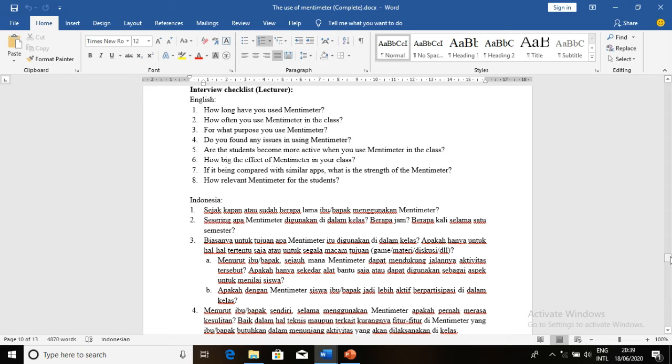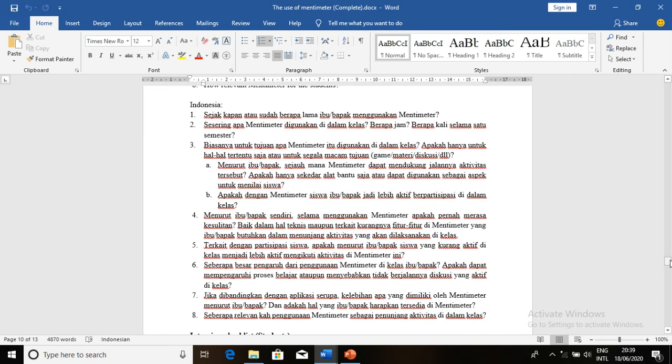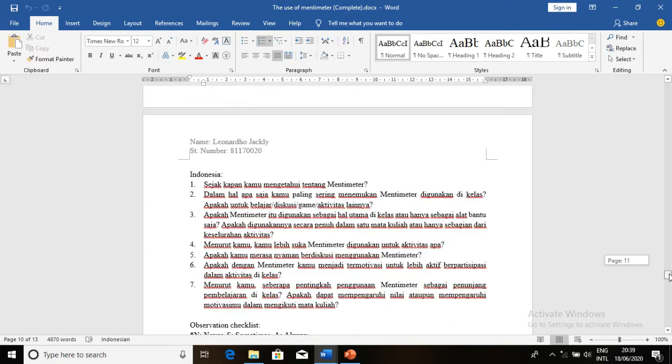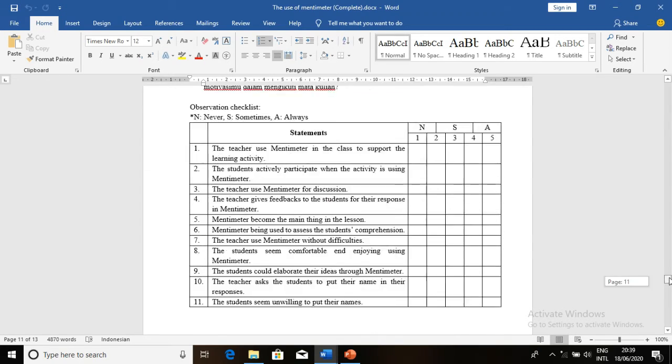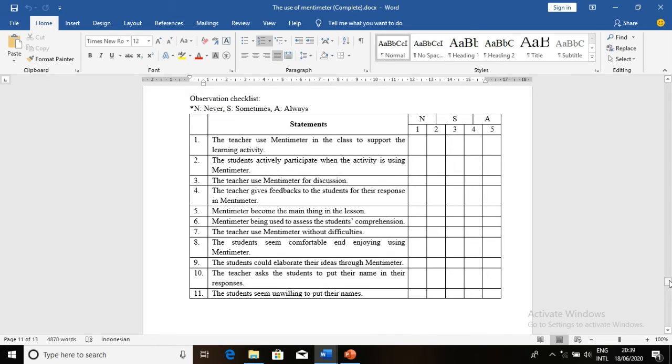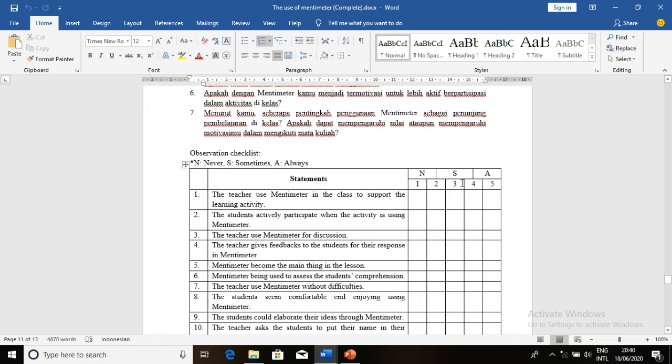It is about the perspectives, mostly research question number 2. I will ask them about their perspective, how long they have been exposed to Mentimeter, and so on. And here I have the observation checklist. In the observation checklist, I have 11 statements, with a 1 to 5 scale representing the categories never, sometimes, and always. This observation checklist will help me to answer research question number 1 about how far Mentimeter is utilized in the classroom. It also helps me to cross-check whether the answers from the participants really exist in the field, mostly from my perspective as a researcher.